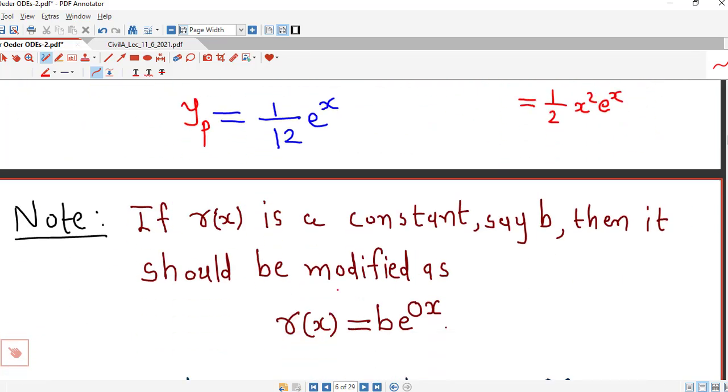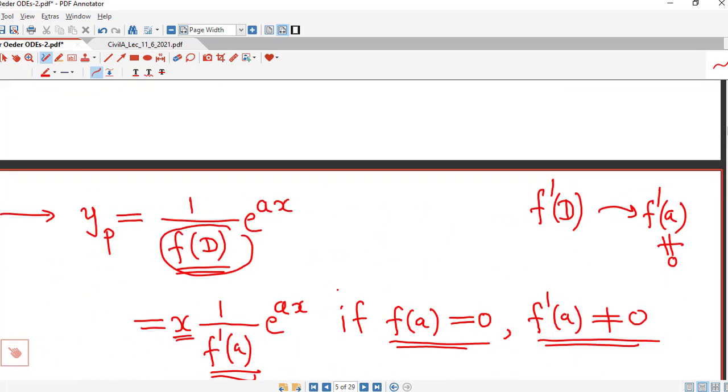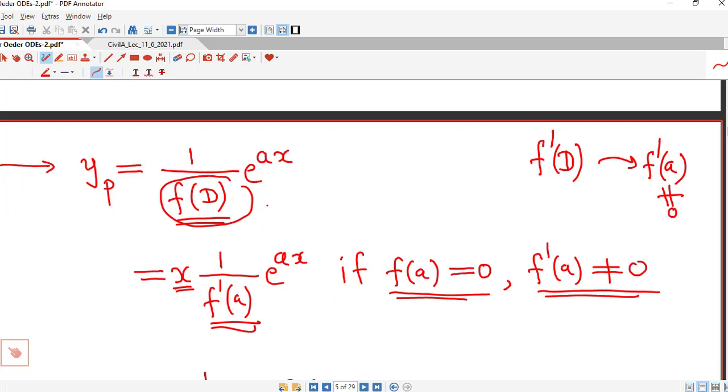So this is very easy. We just have to remember this rule or formula, that if the right hand side is an exponential function, we put the coefficient of x in f of D.